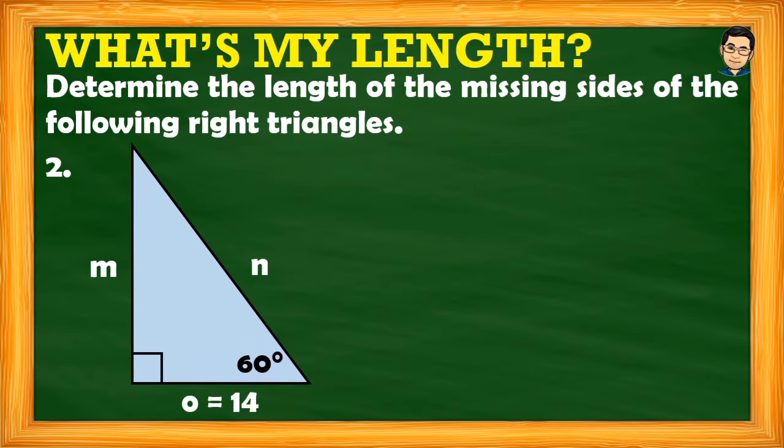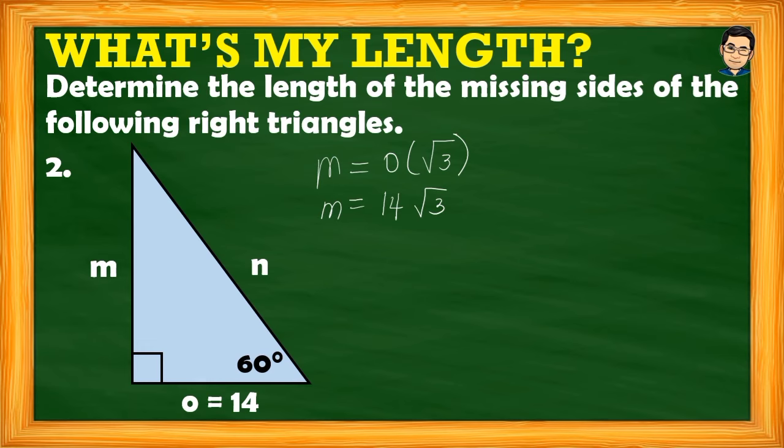Next, number 2. So, dito, yung shorter leg natin is 14. Okay, so, yung O. So, ibig sabihin, yung M natin dito is our longer leg. And ratio nung sukat ng longer leg dun sa shorter leg natin is square root of 3 times. So, ibig sabihin, para makuha yung M, yung O, multiply po natin sa square root of 3. So, yung sukat ng O is 14. And then, times square root of 3, 14 square root of 3.